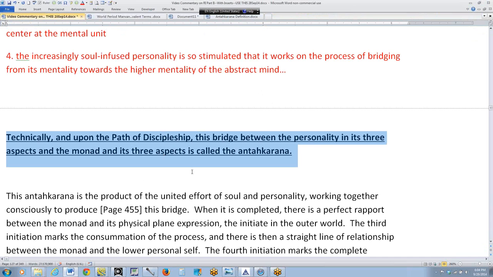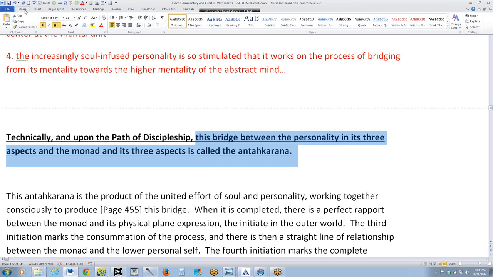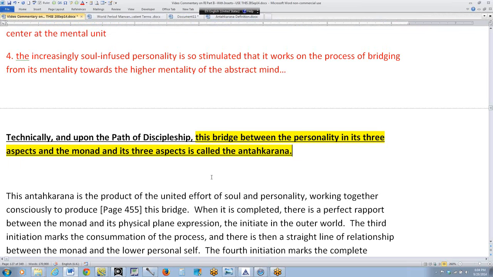Okay, so technically, and once we have reached the path of discipleship and are not considering the preliminary stages of unconscious construction of the Antahkarana, this bridge between the personality in its three aspects and the monad and its three aspects, because the monad is definitely considered here, and in the alignment exercise, which we have in Discipleship in the New Age, Volume 2, the monad is the destination of the alignment. In other words, we want to end our perception in the realization of being. When we touch the monad, well, I'm sure many things may be conferred, but generally the realization of being is conferred.